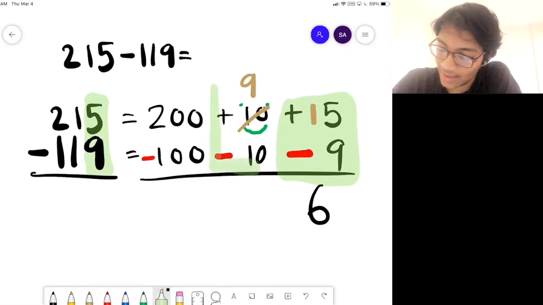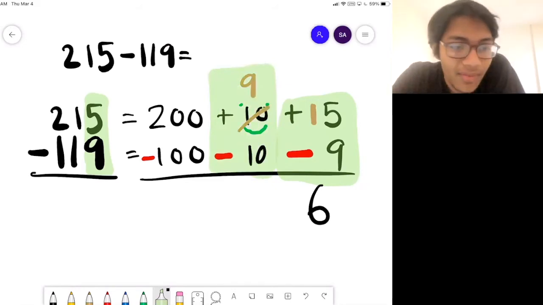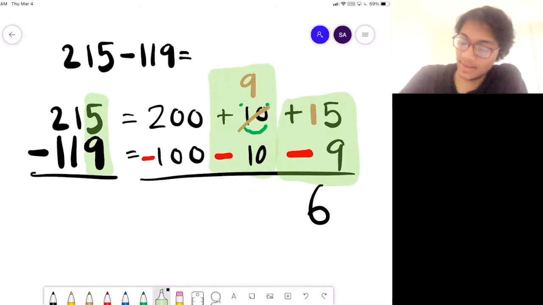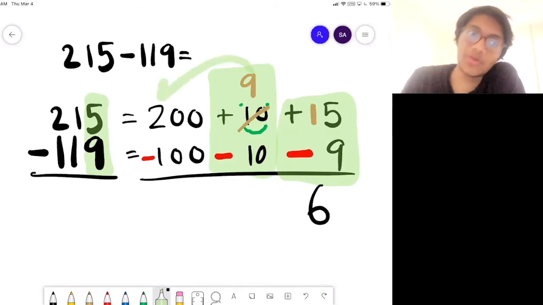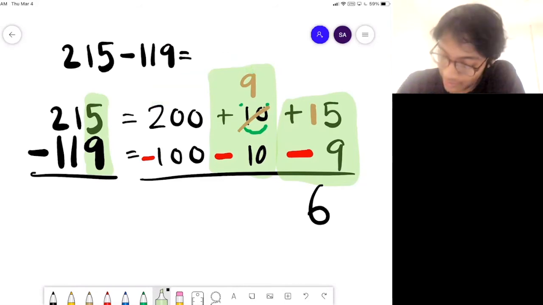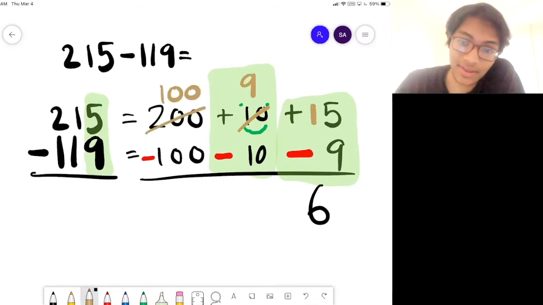I have 9 minus 10. But we have the same problem, right? 9 is smaller than 10. How can I take away 10 from 9? So 9 is going to ask his rich neighbor, 200. Now that's pretty rich. So here's what 200 is going to do. He's going to lower himself by 100. That's lowering yourself by a lot.